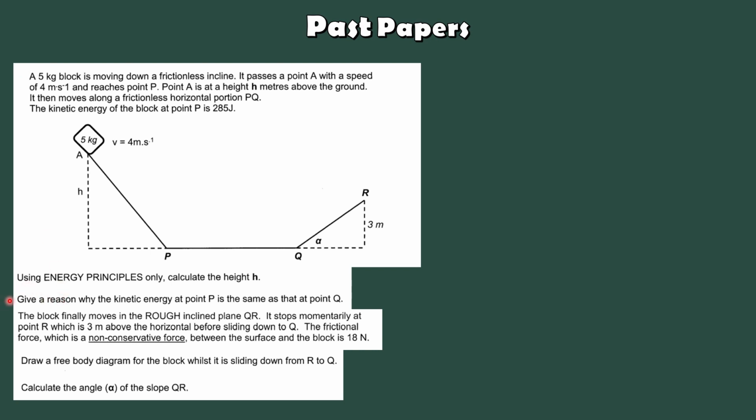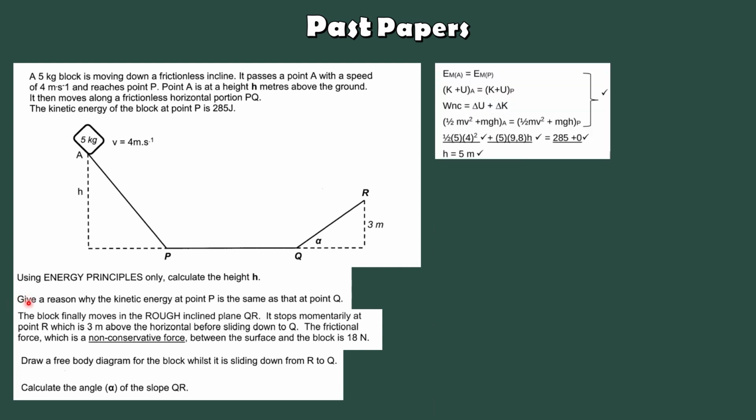Energy principles means work non-conservative. So you write your formula, you substitute everything that you know in, and you see that there's only one missing. If there's one missing, it means that there's one unknown and you're solving for your height. This is 0 because at the bottom, P, the height is 0. Give a reason why the kinetic energy at point P is the same as that at point Q. It's because there's no friction.